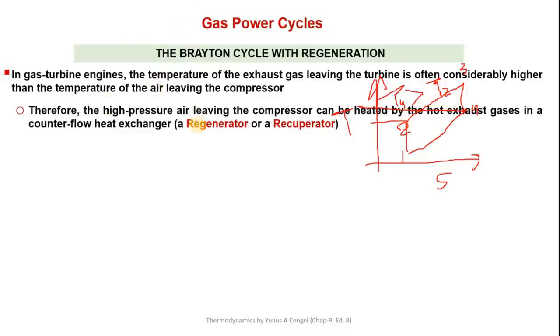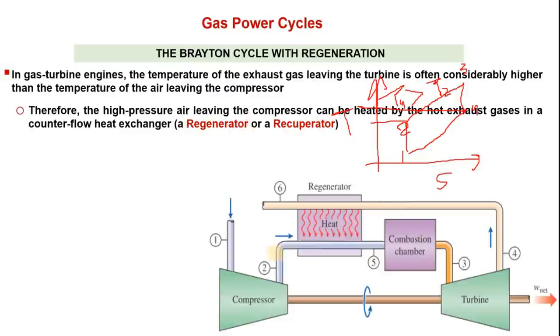Therefore, the high temperature air leaving the compressor can be heated by the hot exhaust gases in a counterflow heat exchanger, which is also called a regenerator or a recuperator. So here is the schematic diagram. Here are the gases which are leaving the compressor at point 2, and here are the gases which are leaving the turbine at point 4.